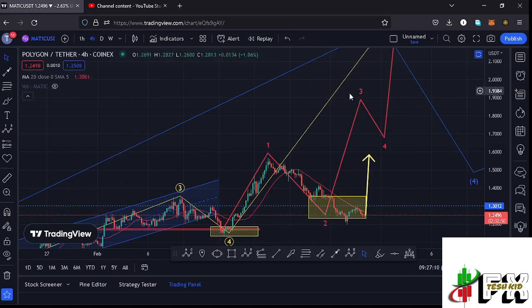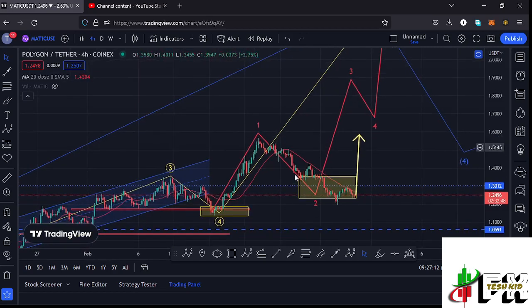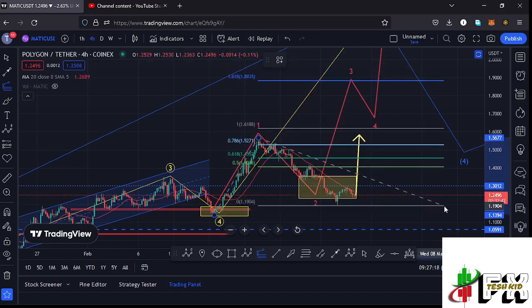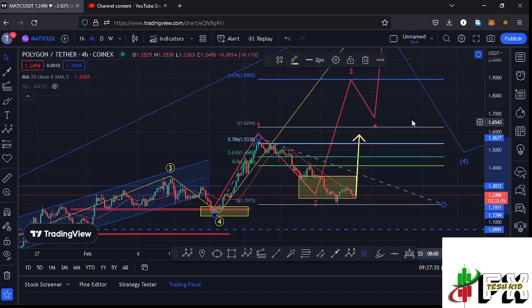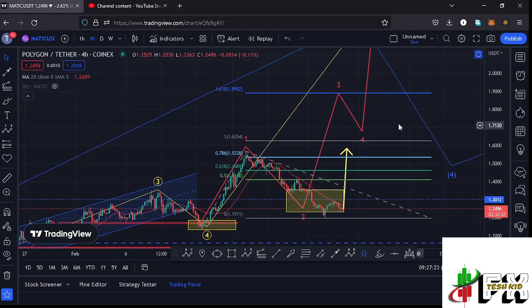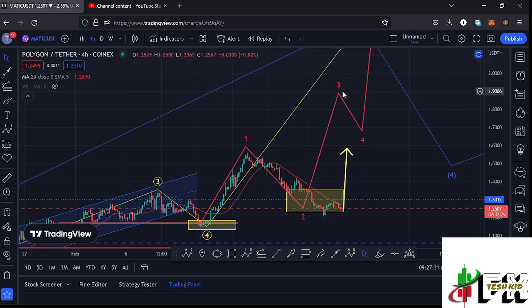to the upside in the formation of this wave 3 by connecting the trend-based Fibonacci from the low of the first wave to the high of that wave 1, then dragging the fibs to the low of the second wave, and that gives me a minimum target area in the formation of that wave 3 at the fib level 1.618, and that is at around the $1.8902 mark, and that is the minimum that I will expect Polygon Matic to do in the formation of that wave 3.